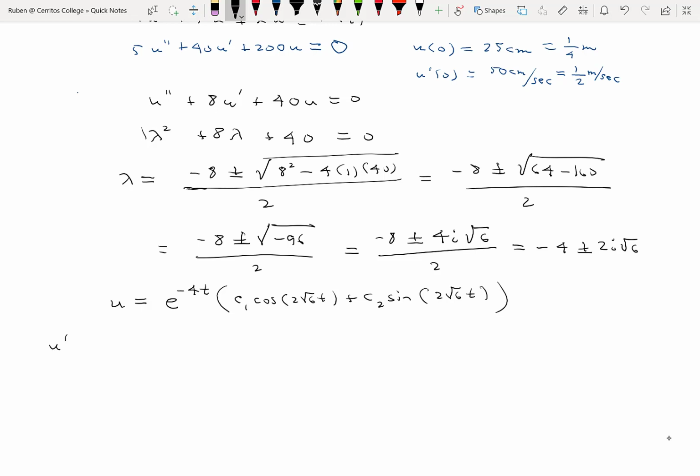So u prime equals, I have the product of two functions, e to the minus 4t and the linear combination of sines and cosines of 2 radical 6t. So let's use the product rule on this. One version of the product rule says the derivative of the first function, so minus 4 e to the minus 4t, times the second function left alone, c1 cosine 2 radical 6t plus c2 sine 2 radical 6t.